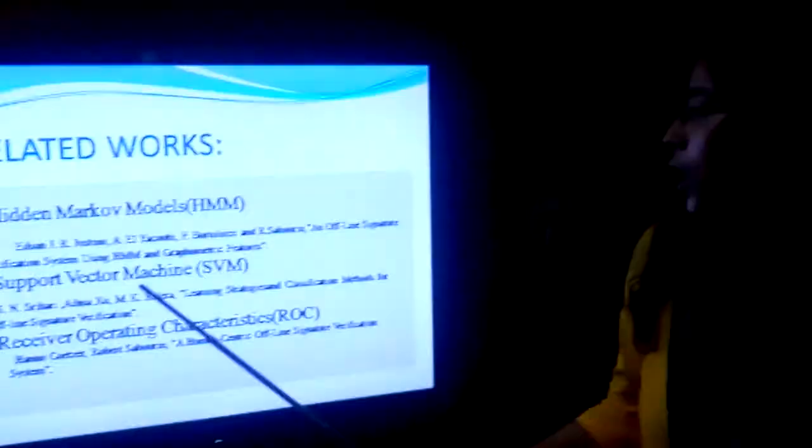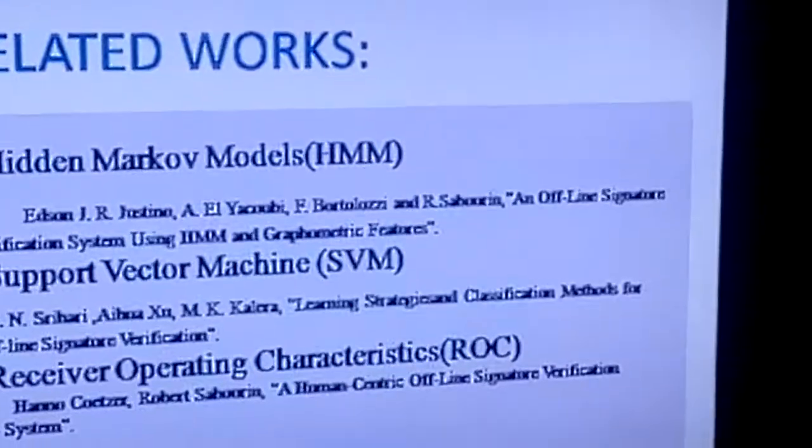Here in HMM, they use two databases. The first database contains 40 signatures of each of 40 people. That means 1600 signatures. The second database contains 40 signatures of each of 60 people. That means 2400 signatures. In support vector machine, they only focus on the static characteristic of a signature.